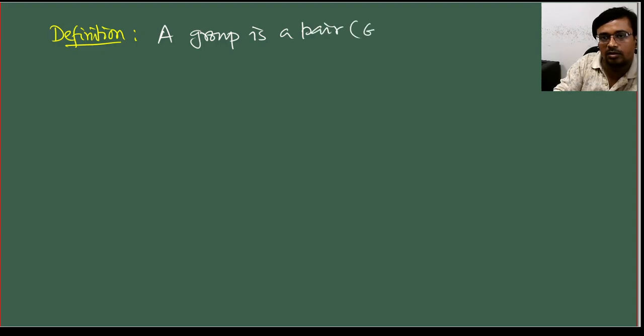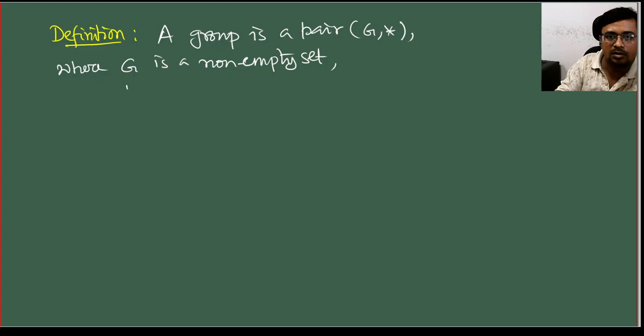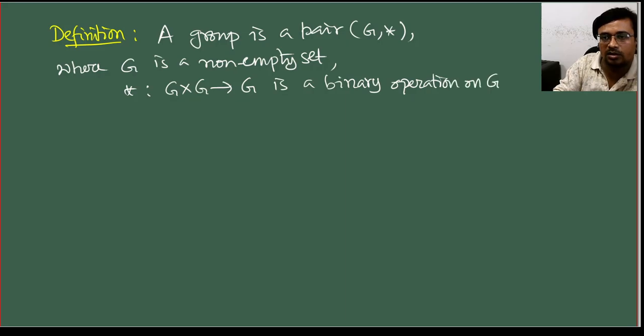Definition. A group is a pair G comma star where G is a non-empty set and star is a binary operation on the set G satisfying the following properties.